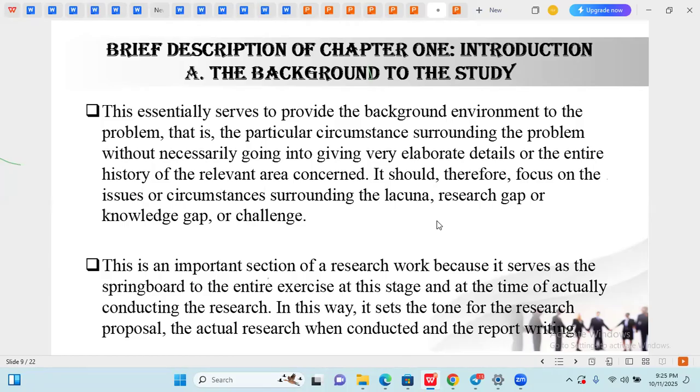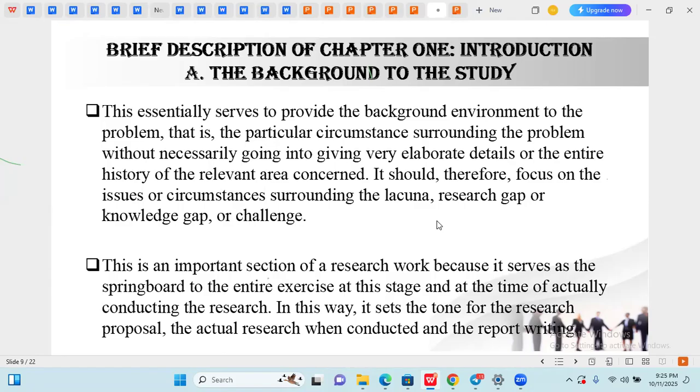Now, this essentially serves to provide the background environment to the problem. That is the particular circumstances surrounding the problem, without actually going into very elaborate details or the entire history of the relevant area concerned. It should therefore focus on the issues, circumstances surrounding the problem, research gap, knowledge gap, or challenges. That's just saying what everything should focus on. But there's a particular way of writing. This is an important section of research work because it serves as a springboard to the entire exercise.